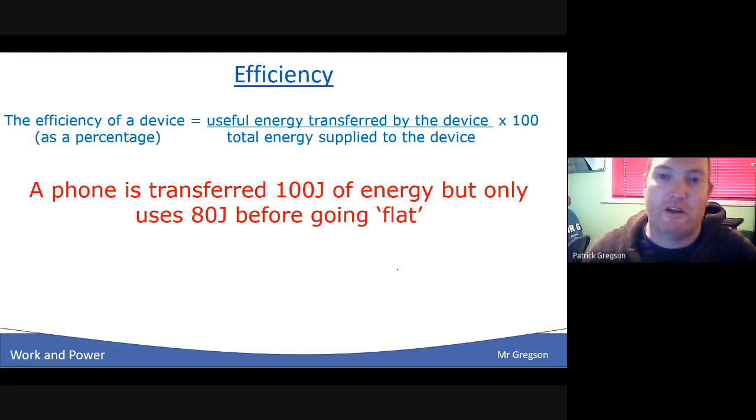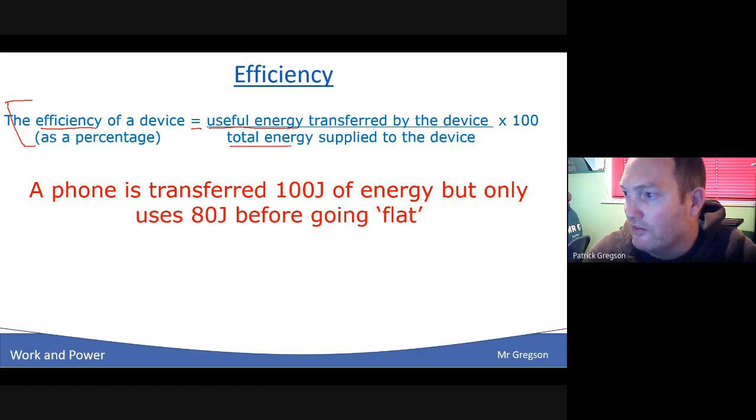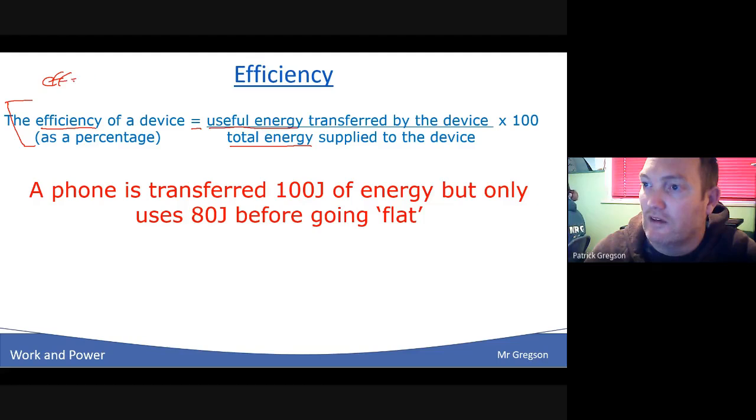Okay, so I just want to quickly go over efficiency because we're going to use it quite often. I'm going to talk about some efficient objects in real life-ish. So efficiency, and we can summarize this equation here: efficiency equals useful energy divided by the total energy. Oh, I suppose I should probably write this out. Efficiency equals useful divided by total energy.